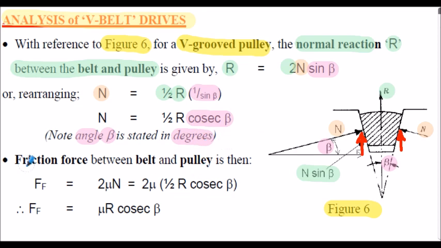So from our basic friction model, we can calculate the friction force between the belt and the pulley. So friction force is the coefficient of friction, symbol mu, multiplied by the normal force N. And of course again that's factored by 2 here because we have the 2 components either side of the V-belt. We can write the friction force as mu multiplied by R cosec beta. Note the 2 in the numerator cancels with the 2 in the denominator here.